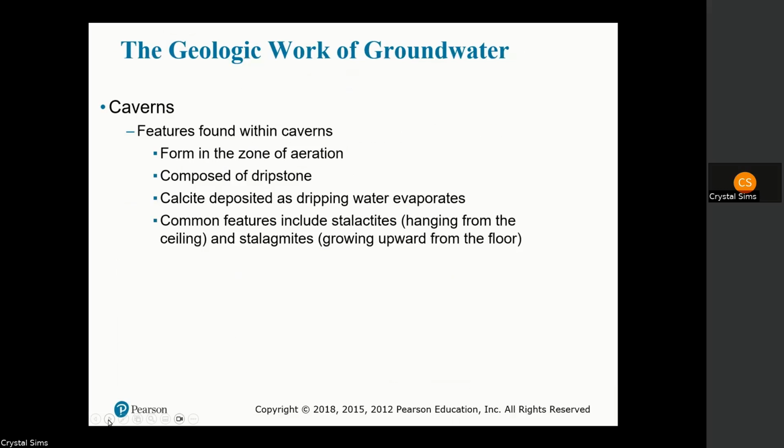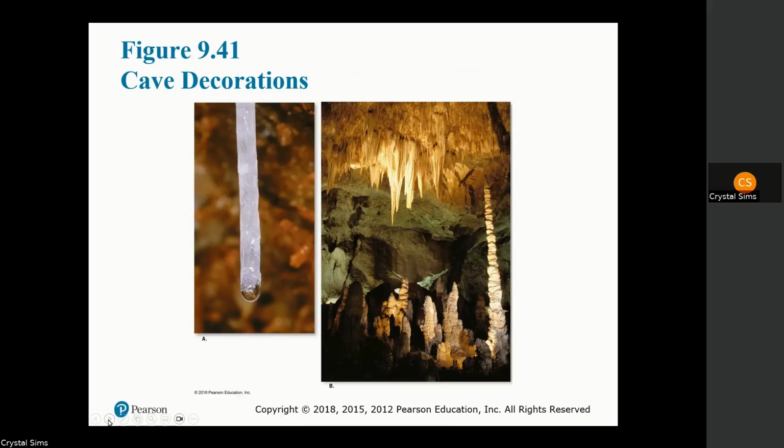So most caverns form at or right below the water table, in the zone of saturation. The acidic groundwater is going to follow those weaknesses in the rocks, and it's going to create cavities, and eventually these enlarge to create caverns. Within caverns, we get depositional features. So caves themselves are created by erosion, but the features that we see within caves are deposition.